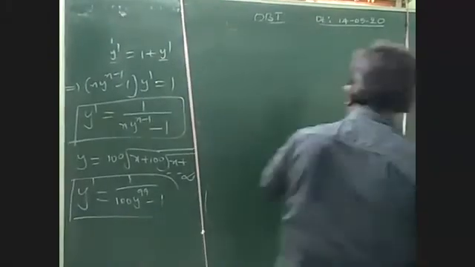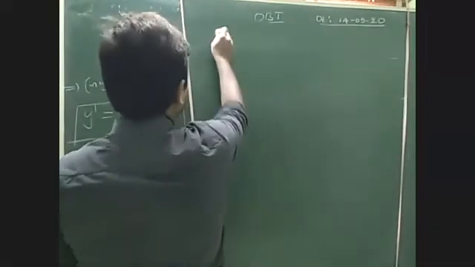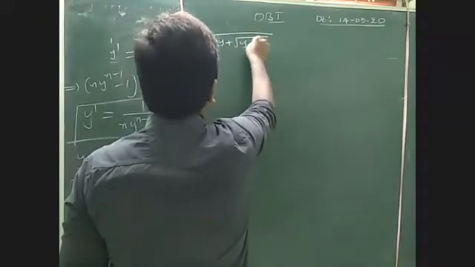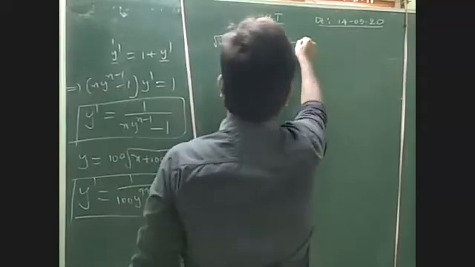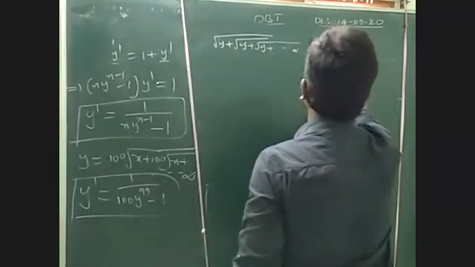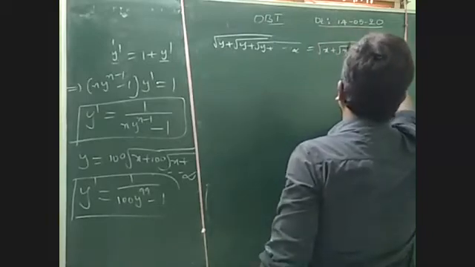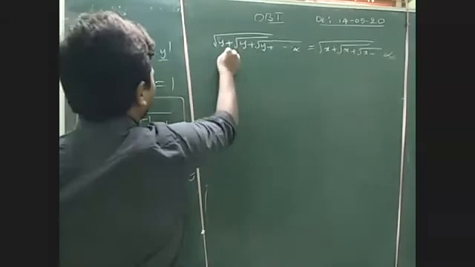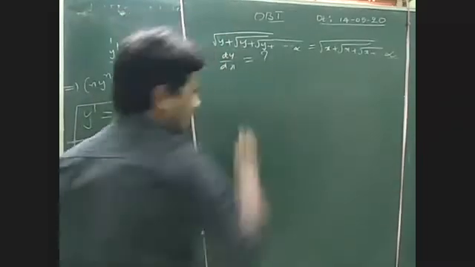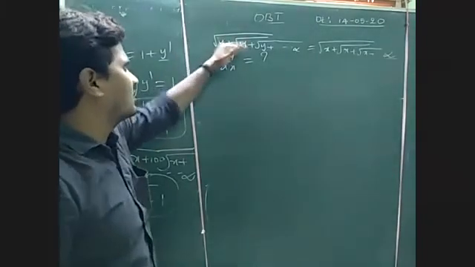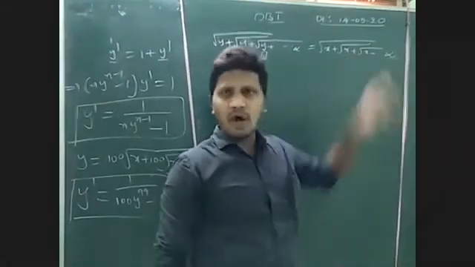For example, they have given in a level 2 question: root of y plus root of y plus root of y plus, and so on up to infinite terms we are having, this is equal to root of x plus root of x plus root of x plus, up to infinite terms. Then find dy by dx. This is the question they ask. If they give some value, f of x is equal to like this or y is equal to like this, we already saw our solution.